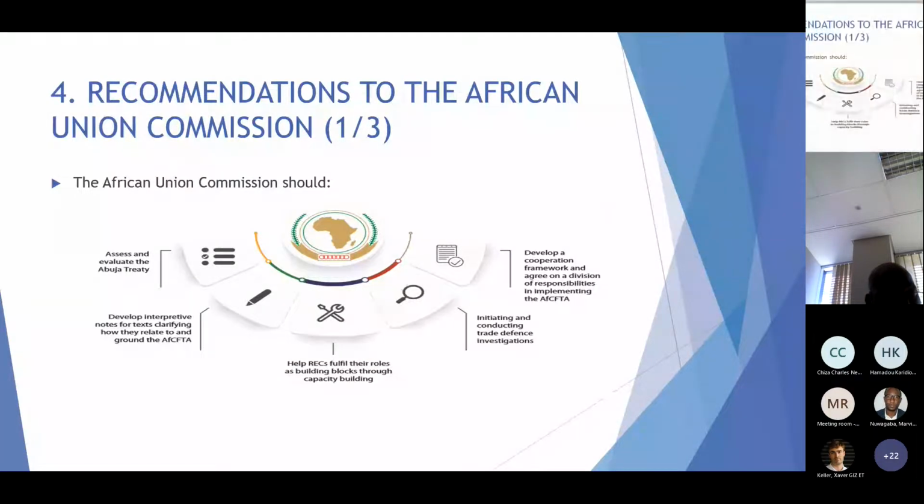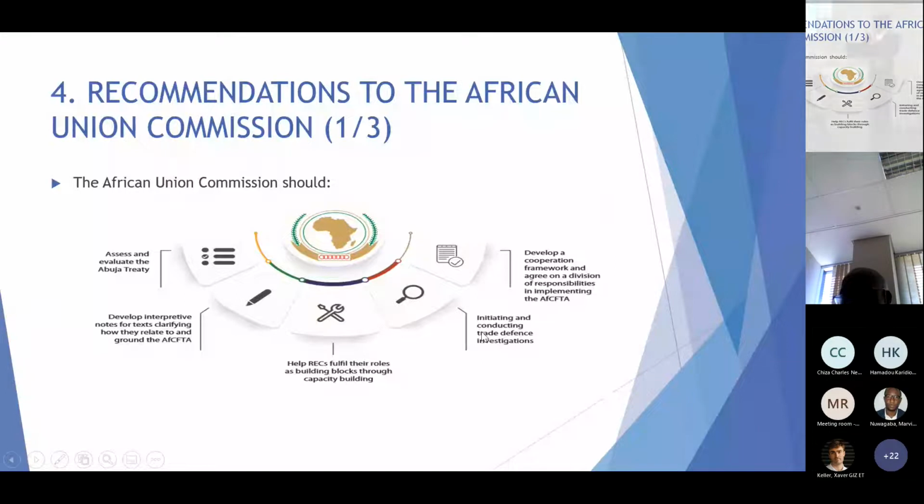The African Union Commission is also requested to help the regional economic communities to fulfill their roles as building blocks through capacity building, because we know that capacity building is very important. The African Union Commission is also requested to initiate and conduct trade defense investigations, as well as develop a cooperation framework and agree on a division of responsibilities in the implementation of the CFTA.